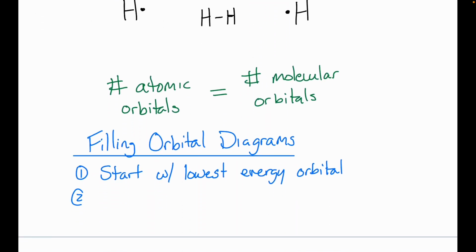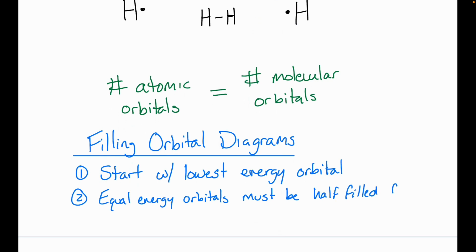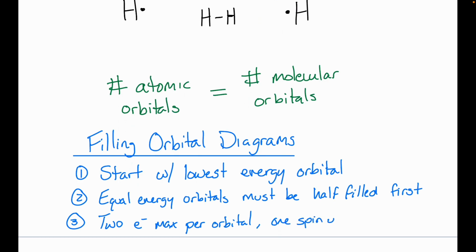Okay. Rule 2. Equal energy orbitals must be half filled first. Then you can go back and double up. And importantly, molecular orbitals, just like atomic orbitals, they have a capacity of 2 electrons. So 2 electrons max per orbital. One is going to be spin up, the other spin down.